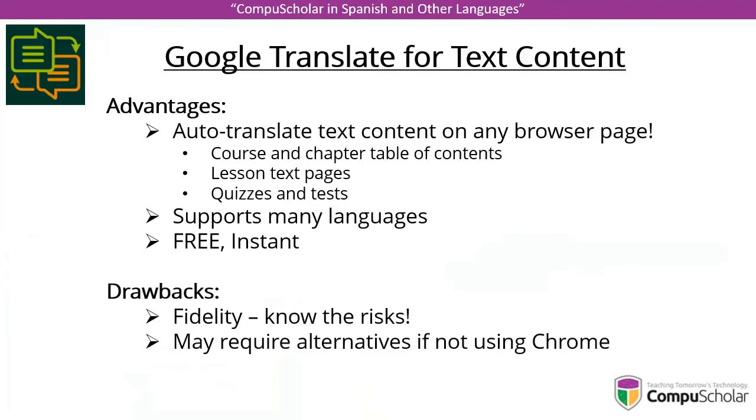Of course, there are a couple of disadvantages to using an auto tool like this, and number one, of course, is the fidelity. How good is the translation? And of course, we can't guarantee a 100% accurate translation when you're using these tools, so you'll want to know and understand those risks. And today we're going to be talking about Google Translate in particular, which probably works best in Chrome. It may be available in other browsers, or you might have to use other alternatives. There are other translation services out there like Google Translate, but again, today we're just going to be focusing on Google Translate.